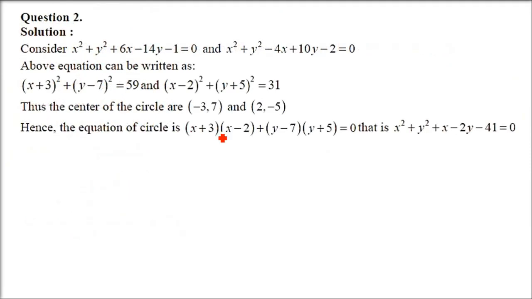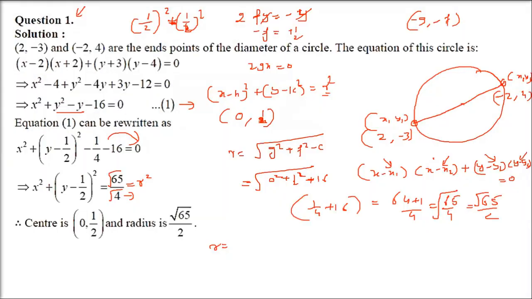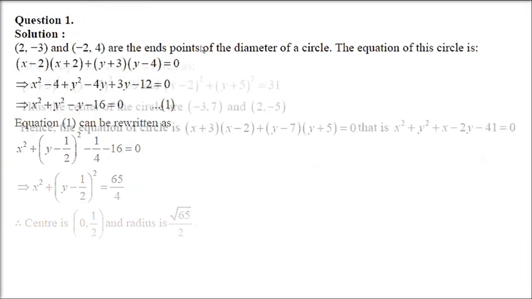Now the next question here is: find the equation of the circle, the end points of whose diameter are the centers of the circles x square plus y square plus 6x minus 14y minus 1 equals 0, and x square plus y square minus 4x plus 10y minus 2 equals 0. So you have to find out the center here, and the center is x1, y1. Then if you can find x1, y1, x2, y2, you can put them in this equation.